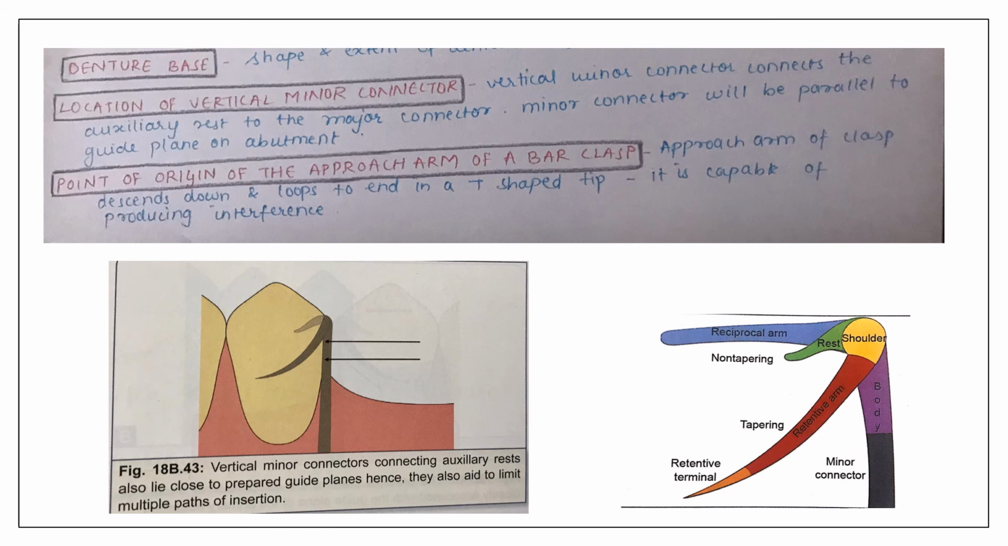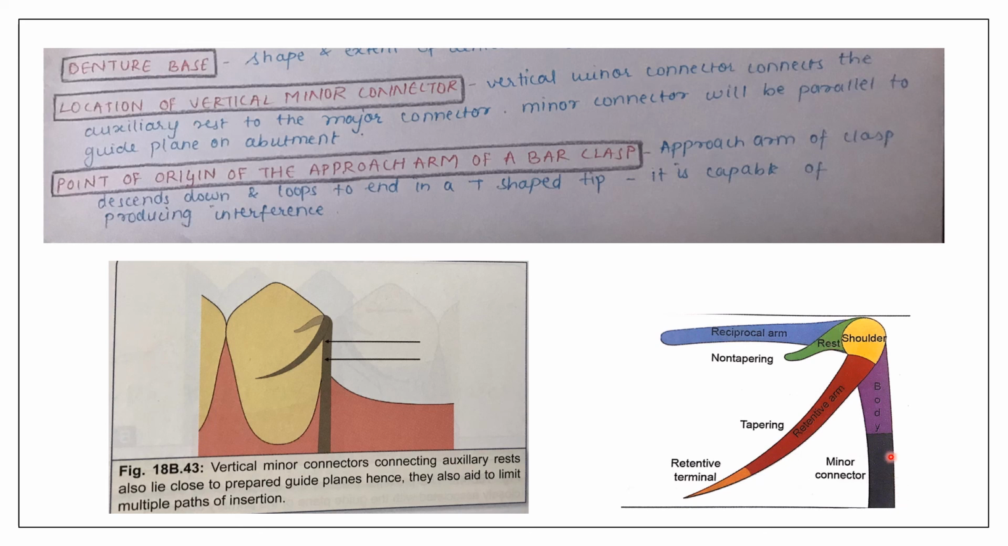The next is the location of the vertical minor connector. So what is a minor connector? A minor connector is basically the connector which joins the major connector to other components of your RPD. So as we have seen, this is a direct retainer. So these are the parts of your clasp. This is your minor connector, and this is the rest. So the vertical minor connector connects the rest to the major connector. So now this minor connector over here will go and connect to the major connector.